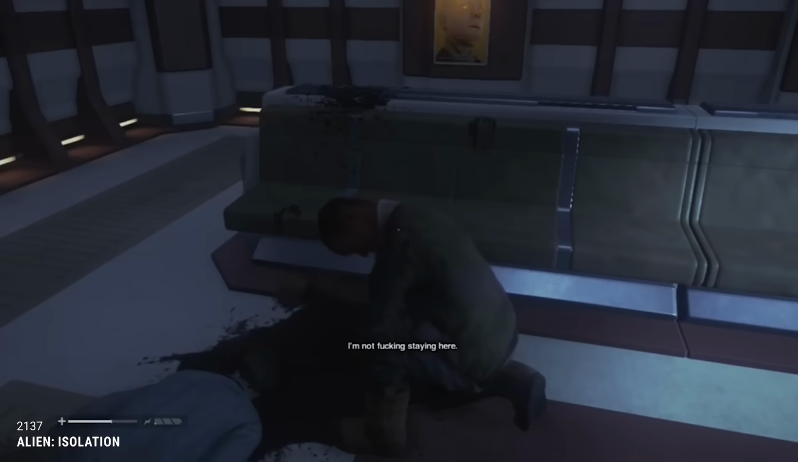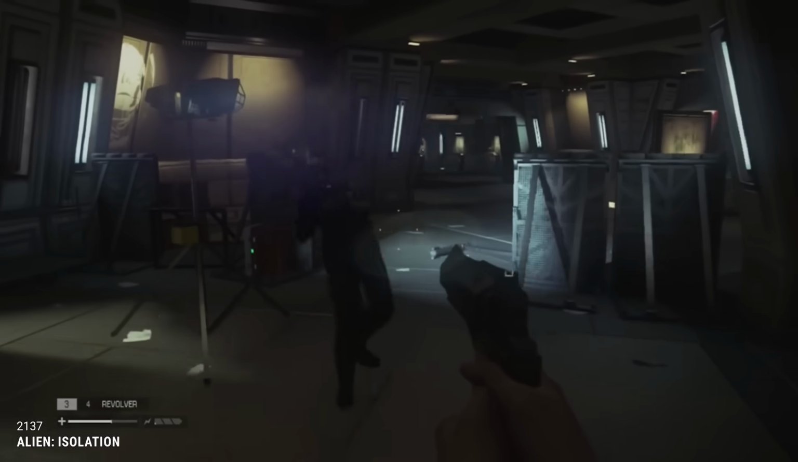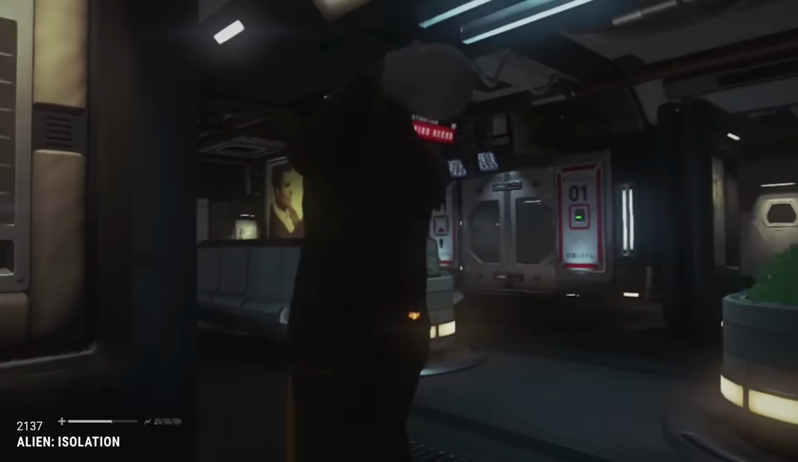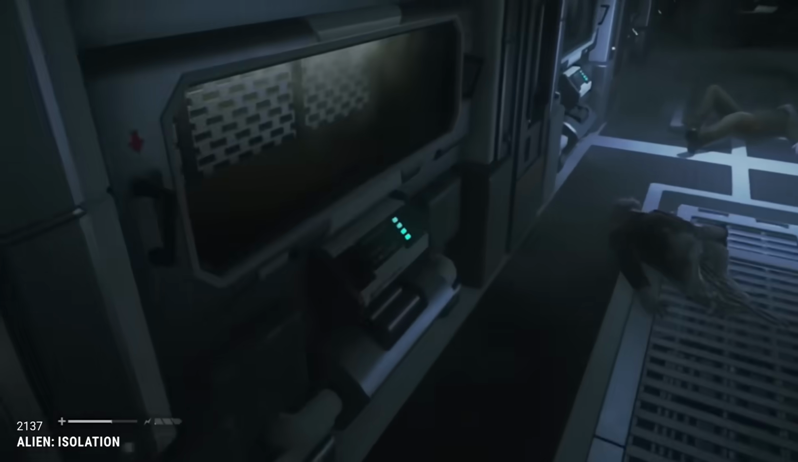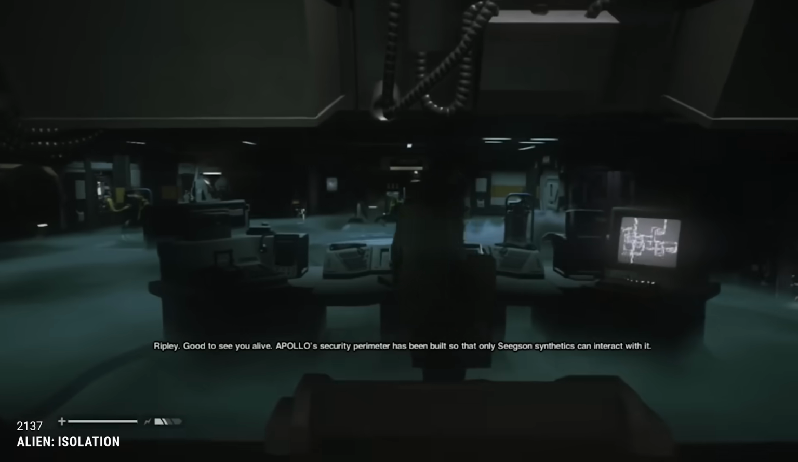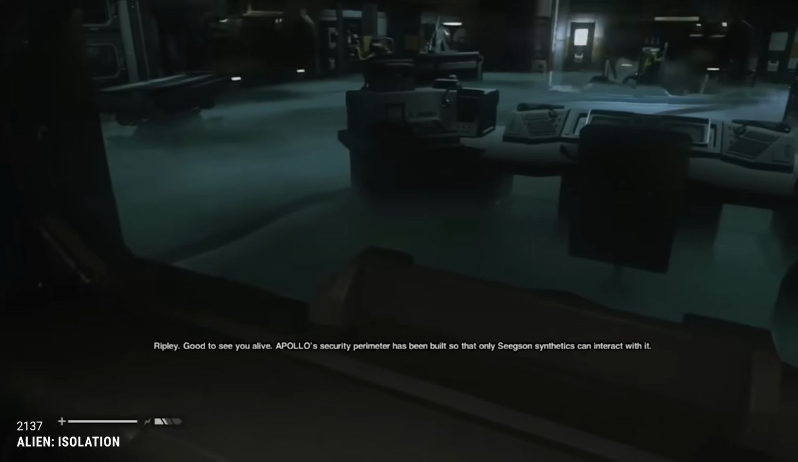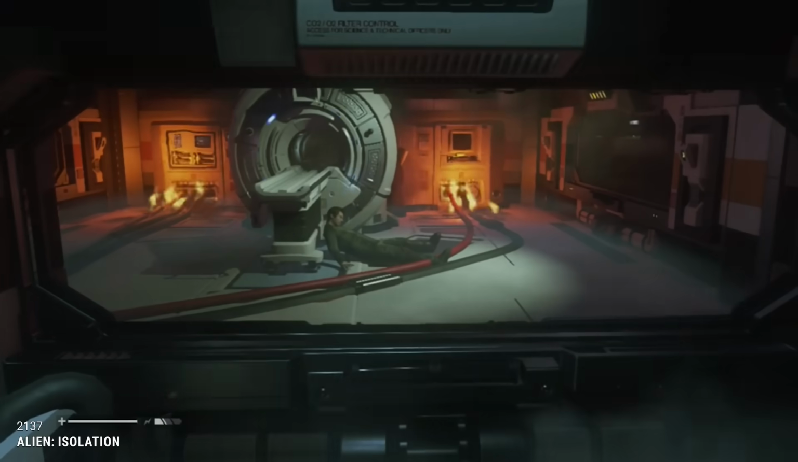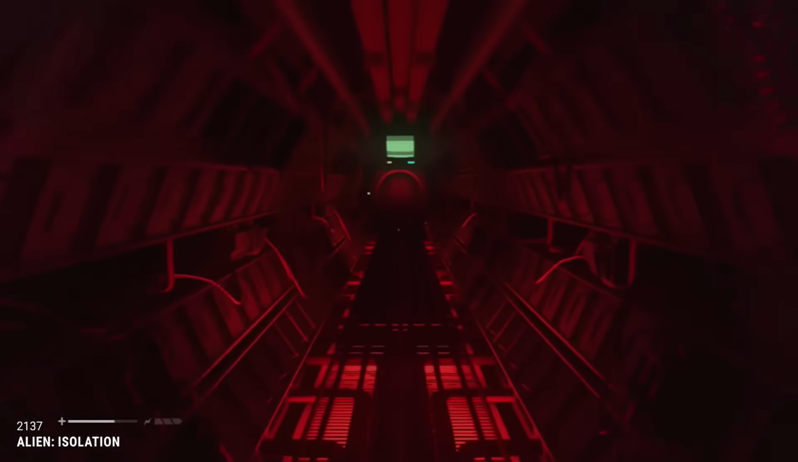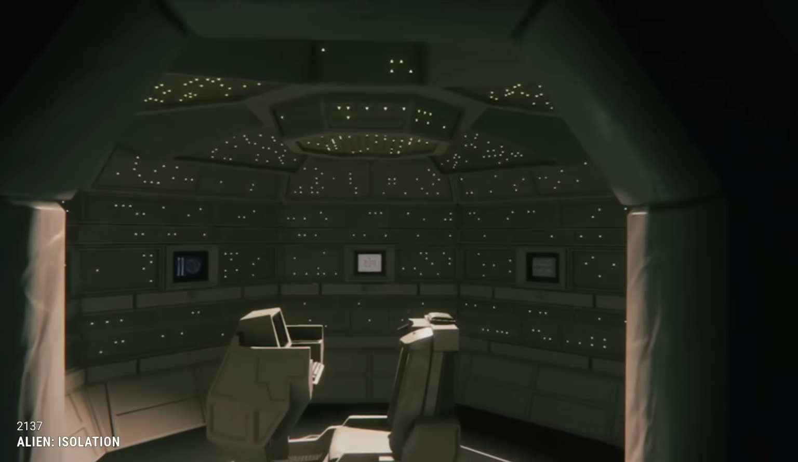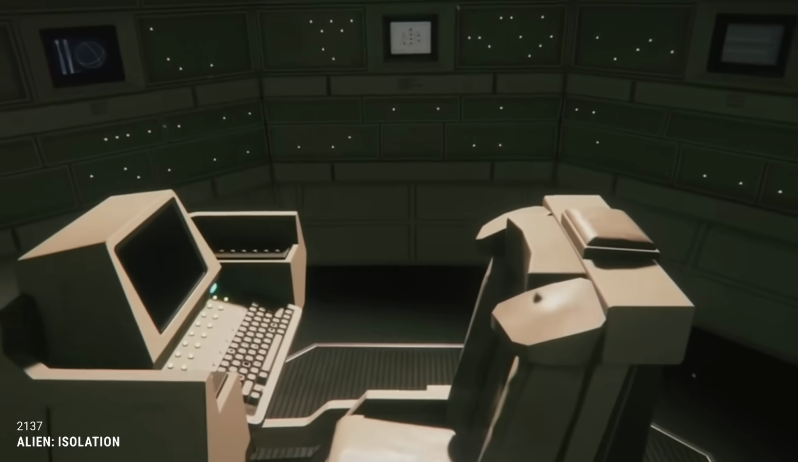For any hope of survival, they need the ship's computer, Apollo, to make the androids stand down and lift the lockdown, but it's programmed only to interact with Seegson synthetics. It won't talk to fellow synthetic Samuels, who is of the Weyland-Yutani ilk, so he initiates a dangerous procedure. It gets him killed, but he manages to override the system. With his sacrifice, the ship's computer, Apollo, will now talk to Amanda. She gets to the computer and finally gets some answers.